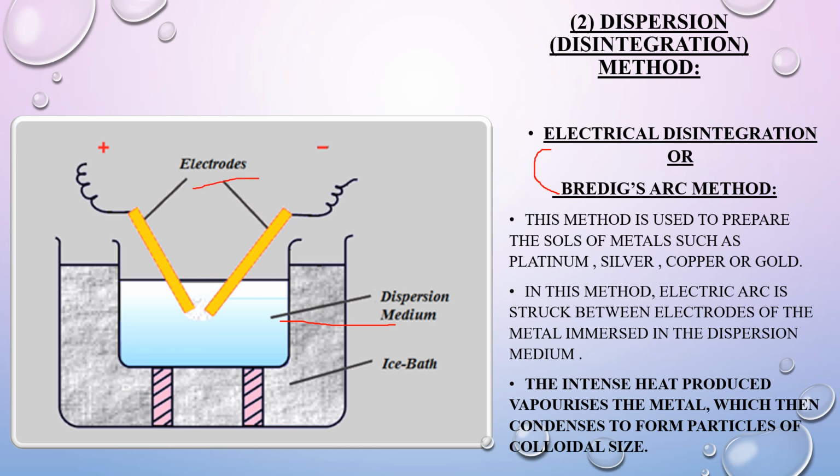Two electrodes of metal are dipped in this solution, in this dispersion medium, and they both are connected with electricity. They are connected with wires. This end is the negative end and one end is the positive end. Now this container will be placed inside an outer container, and that outer container will contain an ice bath.